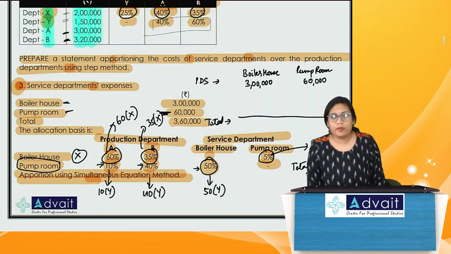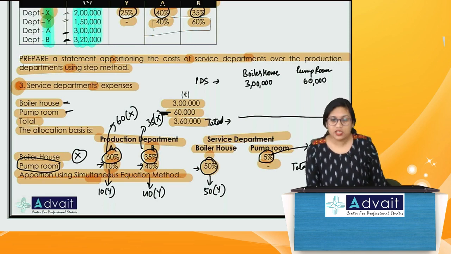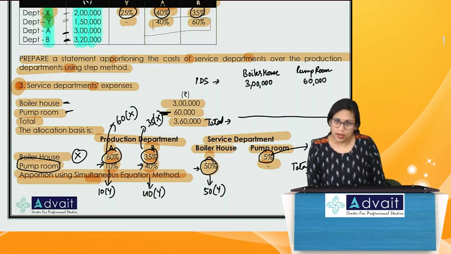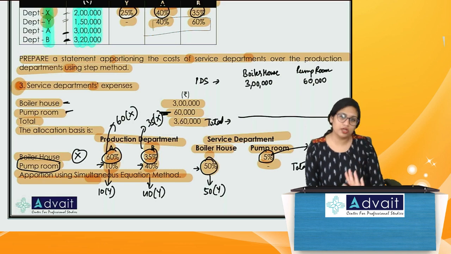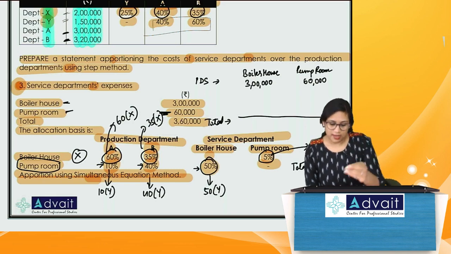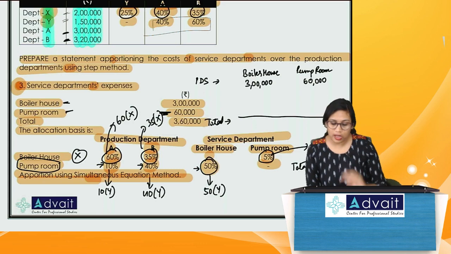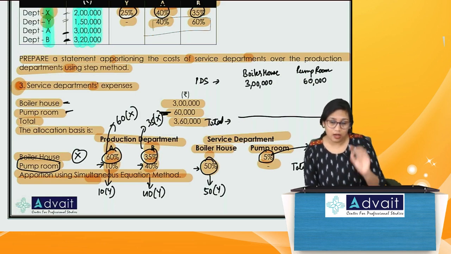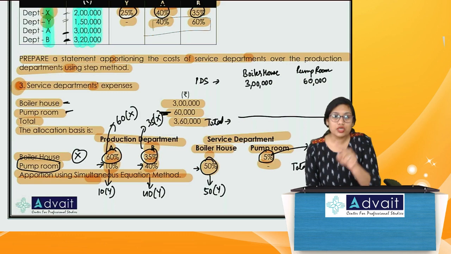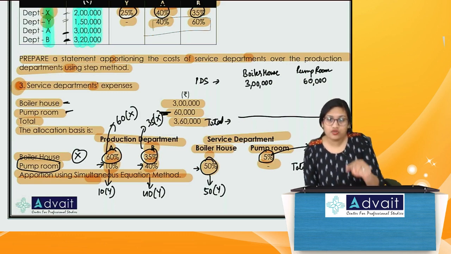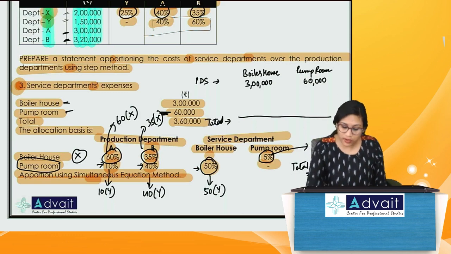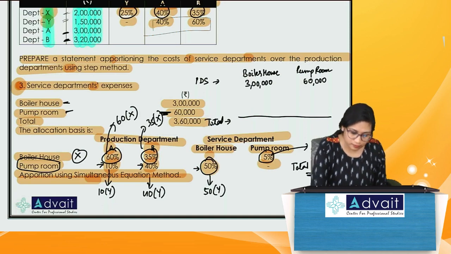They have given to me in the problem primary distribution summary, boiler house is 3 lakh, pump room is 60,000. Now if this was the direct redistribution method, then 3 lakh is the total for boiler house, 60,000 is the total for pump room, because these two departments are not serving each other. Correct? But in our question, boiler house is serving pump house and pump house is also serving boiler house, which means something should come here.